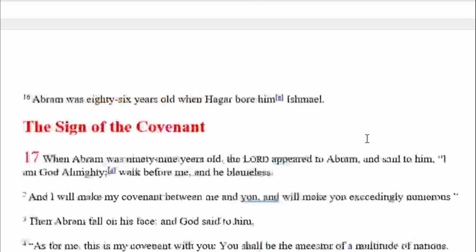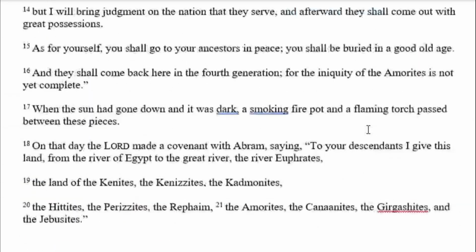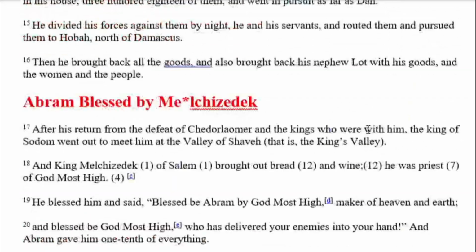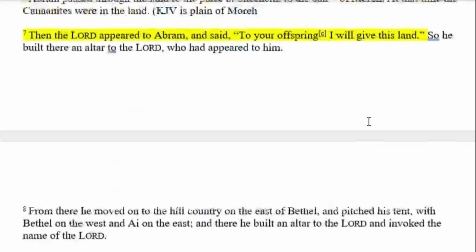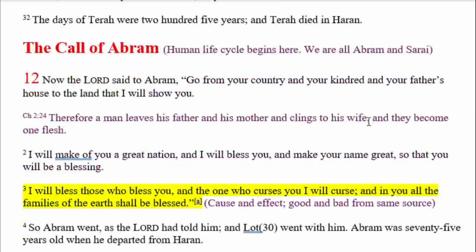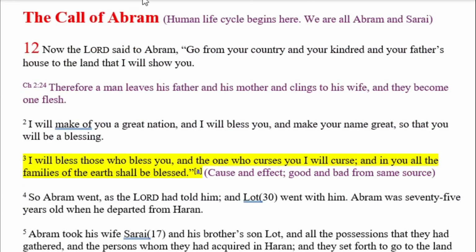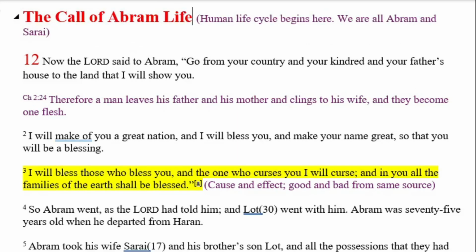So what we understand, if we back up further, we'll go all the way back to chapter 12, where God first calls Abram. The call of Abram. This is going to be, it's not really a call, honestly, at this point. This is the beginning. You know what? It's like a creation. It's a life cycle. The call happens at 17. This right here is, I'm going to correct it for them. I'm going to call it a life cycle.